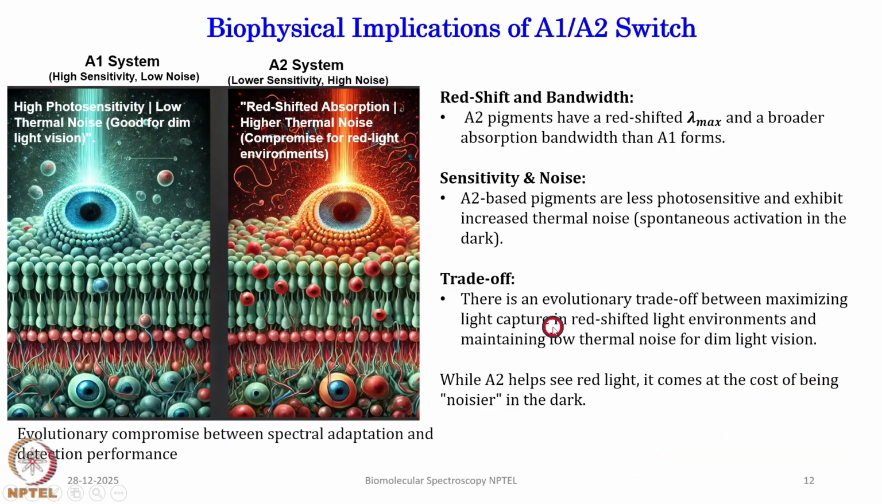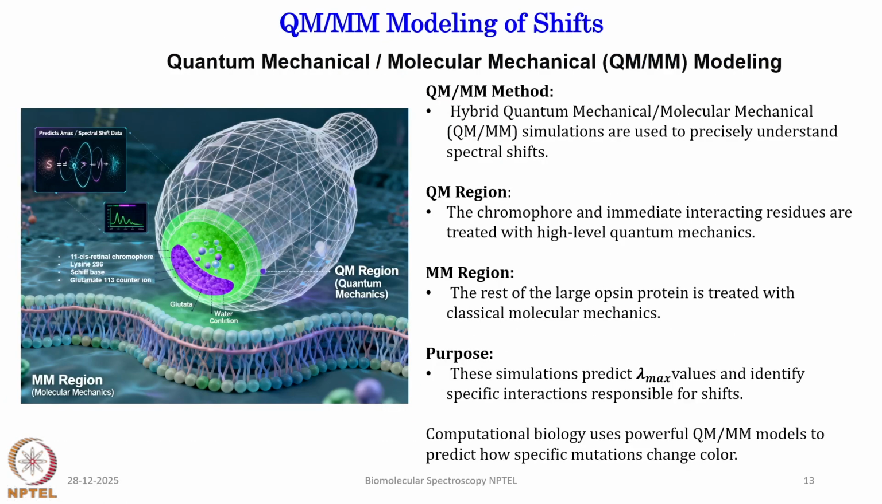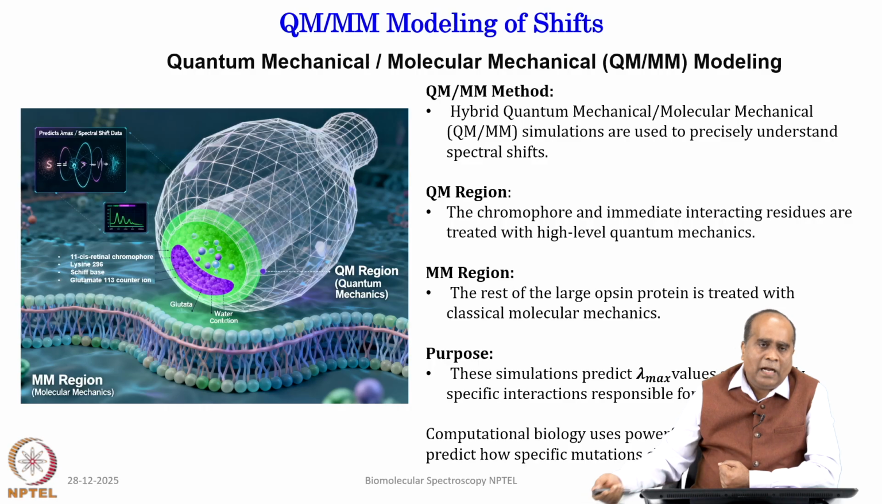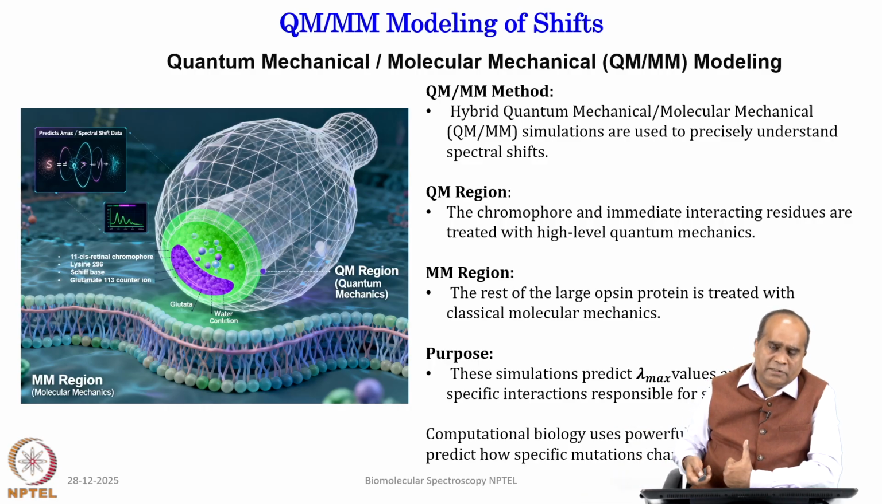And the trade off: what is the trade off when we want to use it? There is an evolutionary trade off between maximizing the light capture in the red shifted environment and maintaining low thermal noise for dim light. So, here is low thermal noise, here is high thermal noise, sensitivity is more. So, while A2 helps in looking at red light, it comes at the cost of being noisier in the dark. This is quite noisy, this is sharper, right. So, now how can we model it? So, this is all from nature, and humans have to learn a lot from nature. We can basically understand all these switchings from some modeling.